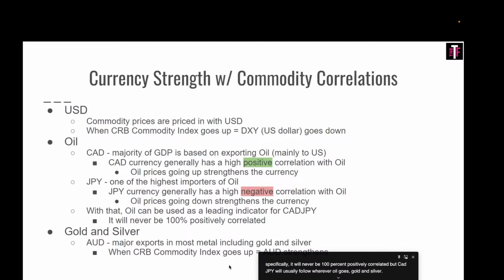Gold and silver. The Aussie dollar is very, very correlated with gold and silver. Metals are major exports, including these two. So whenever the CRB commodity index goes up, usually the Aussie is following that. It's not 100% correlated, like I've said before, but it likes to follow it. It could be a leading indicator as well.